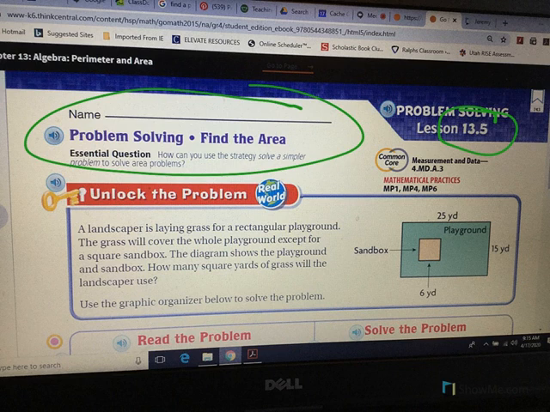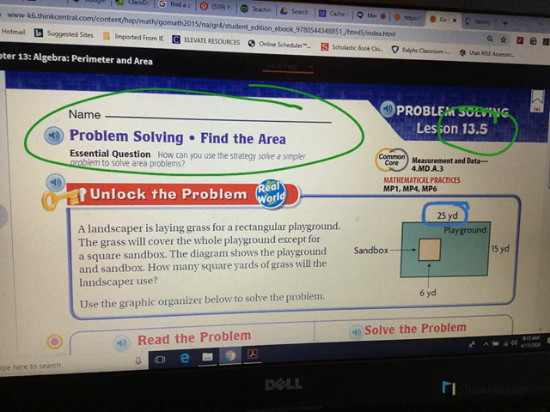Find the area. A landscaper is laying grass for a rectangular playground. The grass will cover the whole playground except for a square sandbox, as you can see there. The diagram shows the playground and sandbox. How many square yards of grass will the landscaper use? Of course, this is where landscapers use this, because they don't need to buy grass for that sandbox. If they just did the area of the entire playground, they're going to waste money. But we are going to find that.